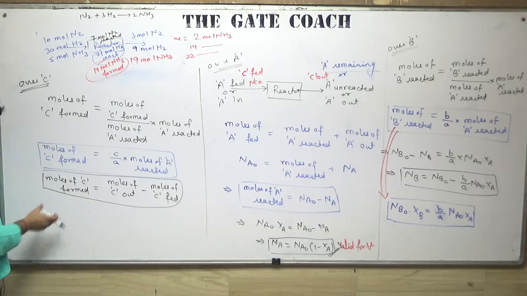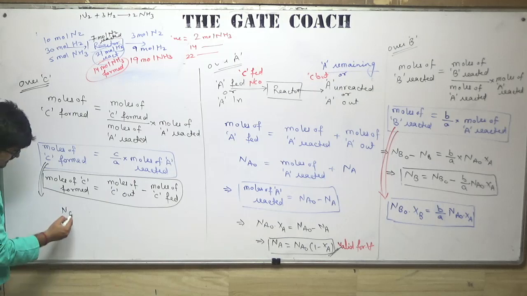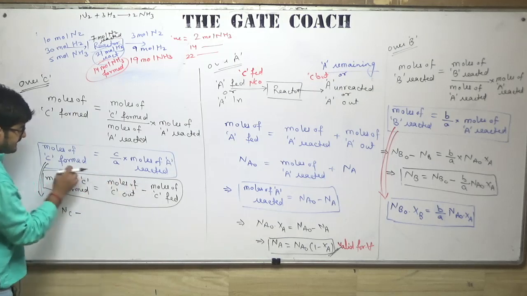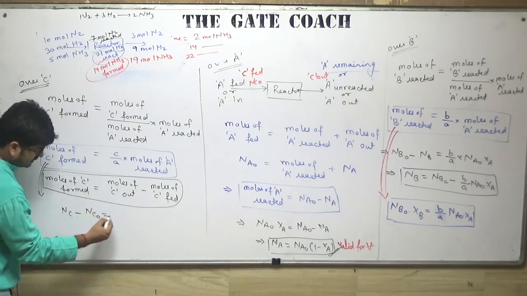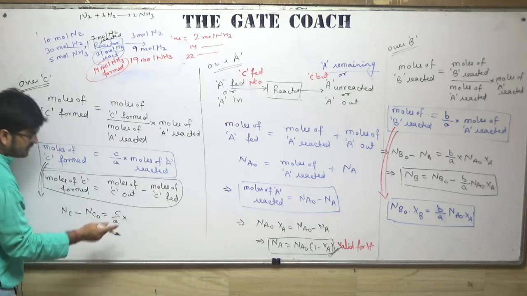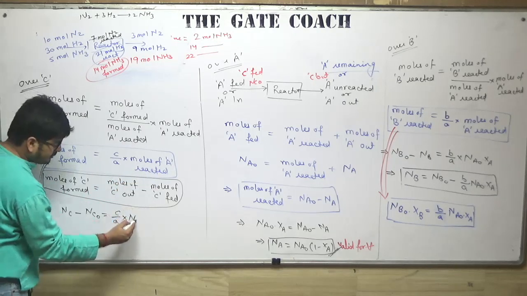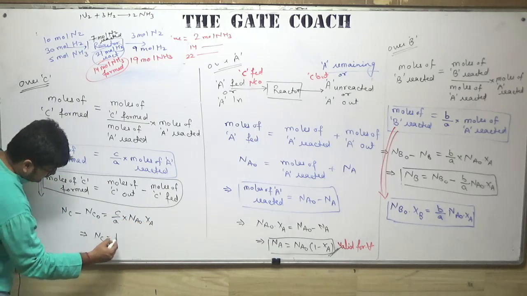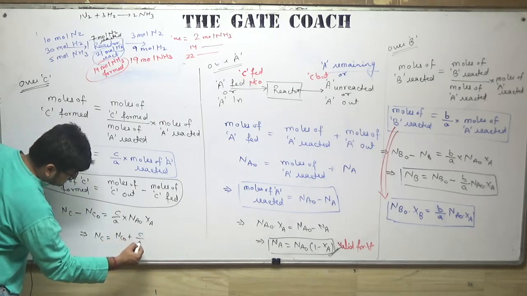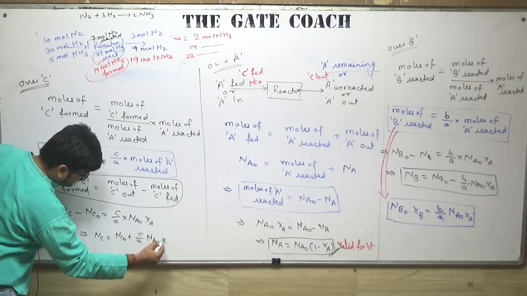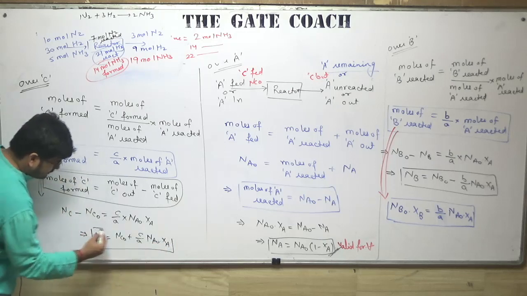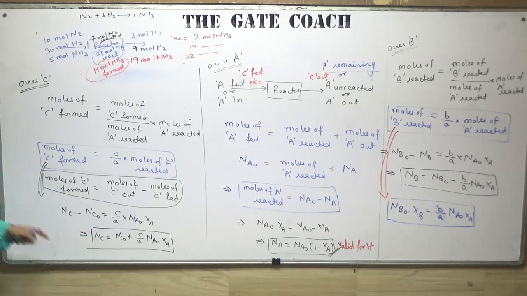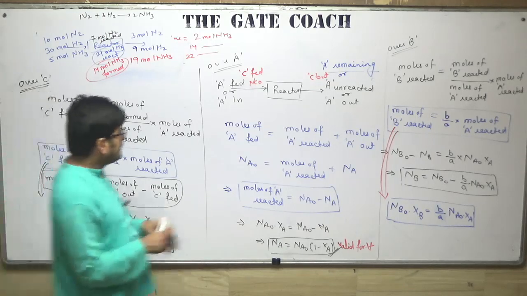Simple mole balance. So moles of C out can be written as NC. Moles of C fed can be written as NC naught. That is equal to C by A times moles of A reacted, that is Na naught into XA. So you can write it as NC is equal to NC naught plus C by A times Na naught into XA. So with the help of XA, we can find out the final moles of component C as well.